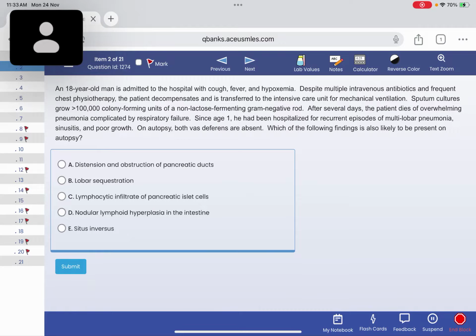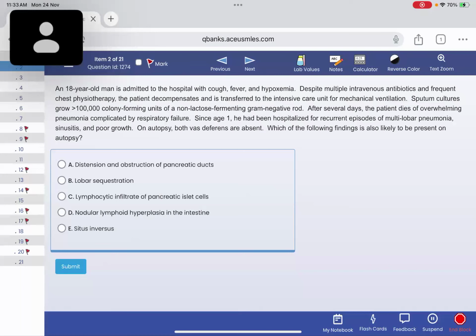Since age 1, he had been hospitalized for recurrent episodes of multilobar pneumonia, sinusitis, and poor growth. On autopsy, both vas deferens are absent. Which of the following findings is most likely to be present on autopsy? It is a case of cystic fibrosis, right? Yeah, it's a case of cystic fibrosis.